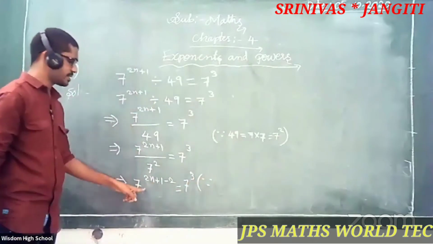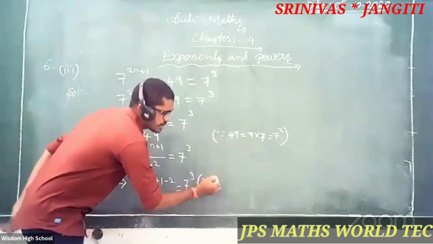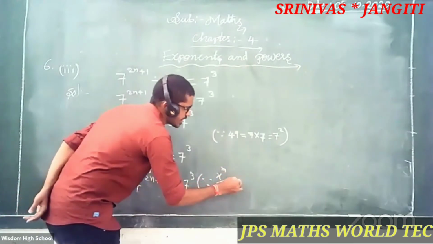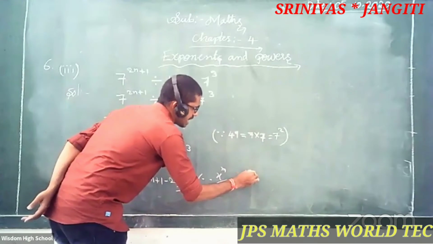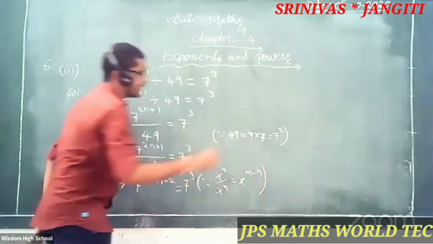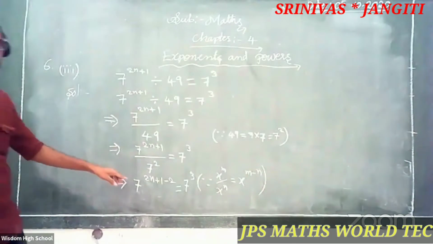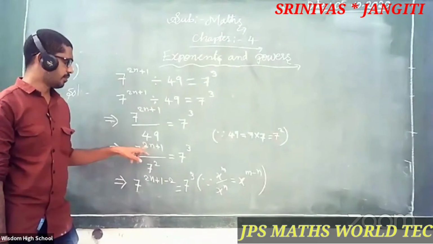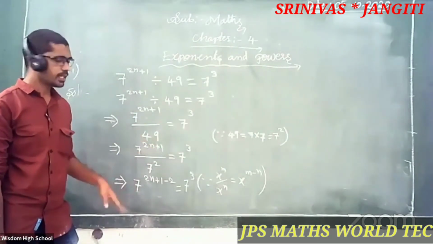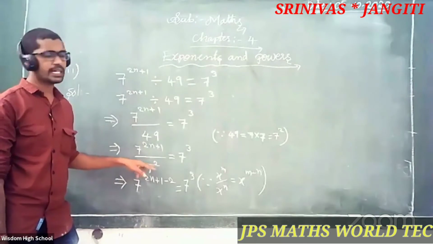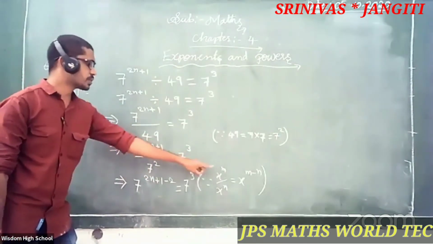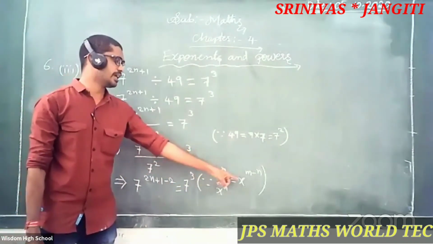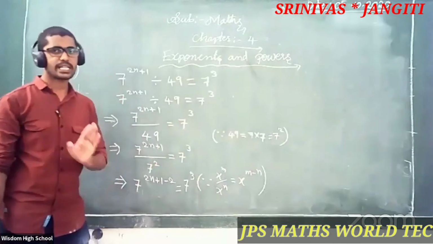Why, sir, like this? The reason is, come on, tell me. What is the reason here? x to the power of m divided by x to the power of n is equal to x to the power of m minus n. Is it clear? So simple. Students, observe here. 7 to the power of 2n plus 1 divided by 7 square is looking like x to the power of m divided by x to the power of n. Then the result is x to the power of m minus n.